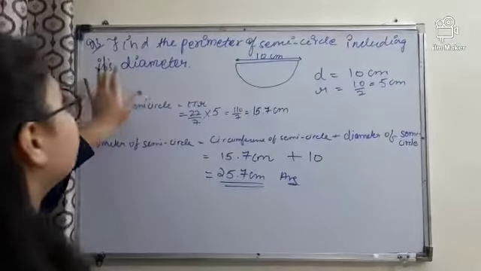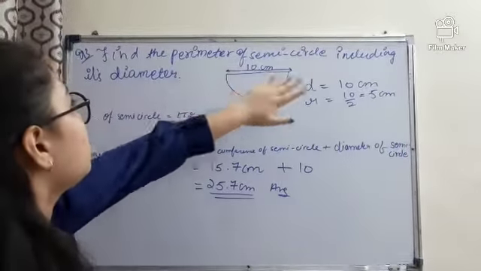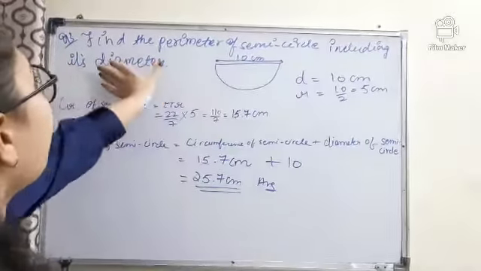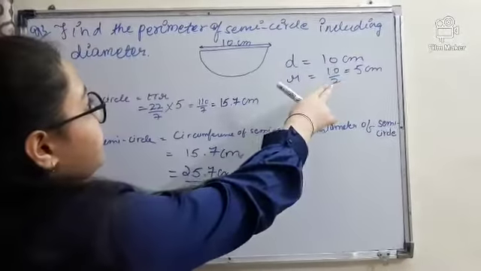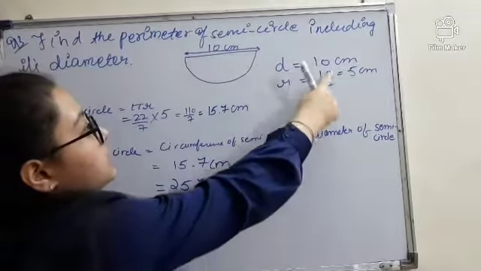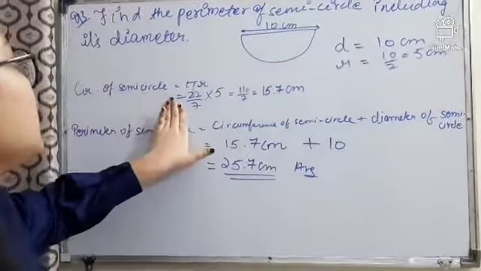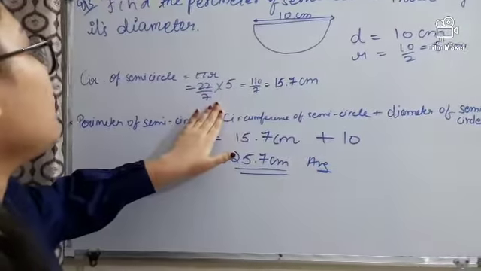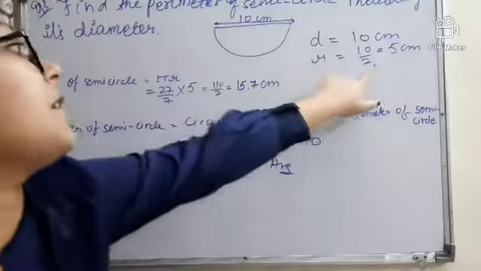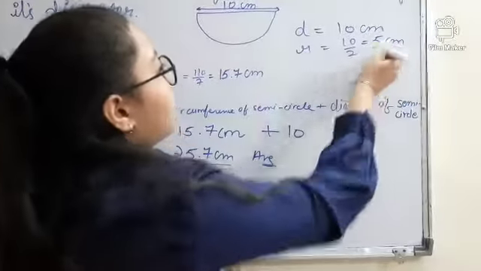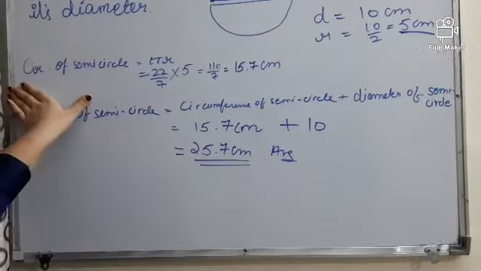So here's our third question. Find the perimeter of the semicircle including its diameter. So this is the figure. We have to find out the perimeter of the semicircle. Diameter is equal to 10 centimeter here, and radius is 10 by 2, that is 5 centimeter. First of all we have to find the circumference of the semicircle, that is pi r. 22/7 multiplied by 5, the value of pi and the radius is 5. That is 15.7 centimeter, the circumference of the semicircle.